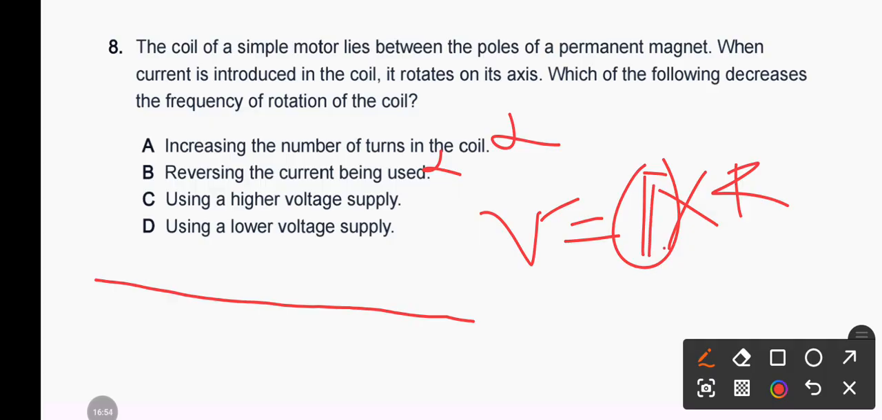And remember, I also emphasized that the frequency of rotation depends on the current, in that the higher the current, the more frequent the rotation is. So in this case, if we use a high voltage, it means that we use a high current, and a high current will increase the frequency of rotation. So therefore, option C is also incorrect here. Then option D says using a low voltage supply. If we use low voltage, the current will also decrease, and if the current decreases, then the frequency of rotation also decreases. So the one that decreases the frequency of rotation is actually option D.